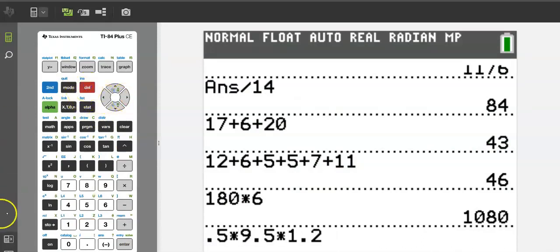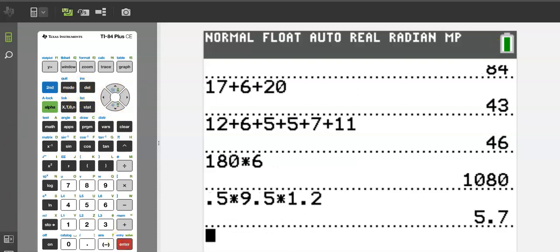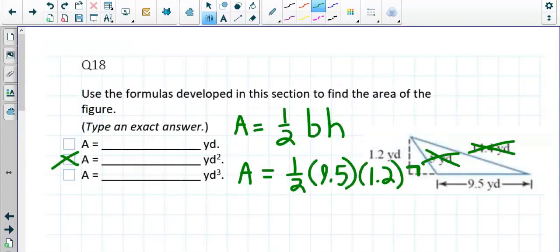Oops. Delete. There we go. And then now we got our answer: 5.7 yards squared. And it wanted the exact answer, so I believe that's fine.